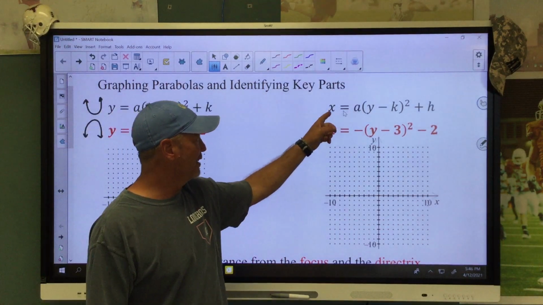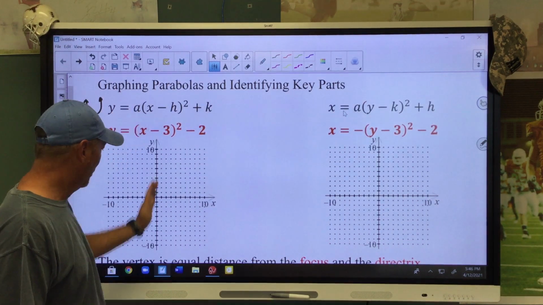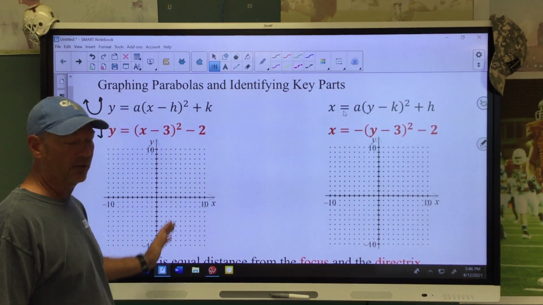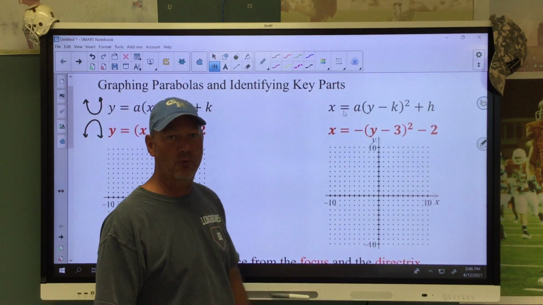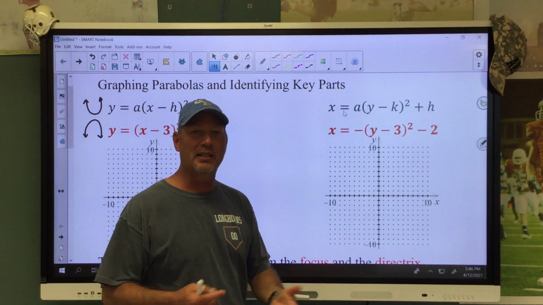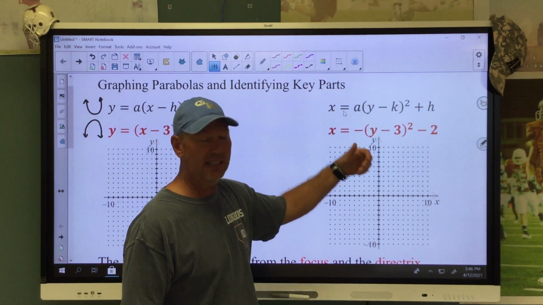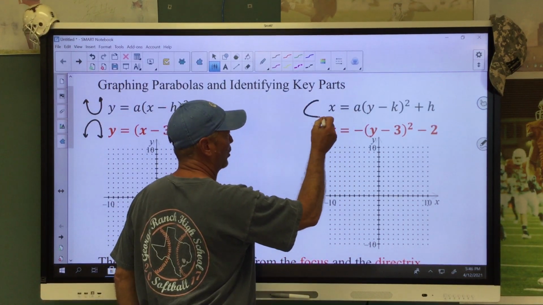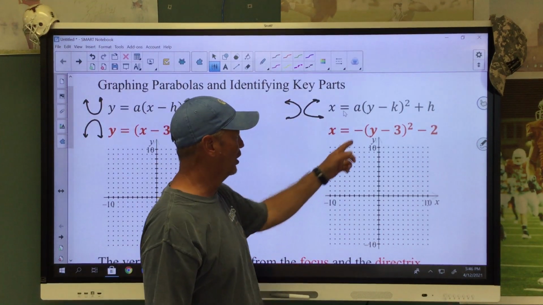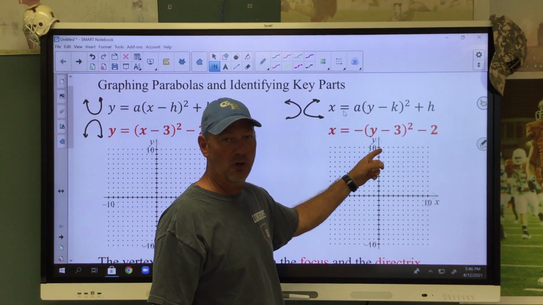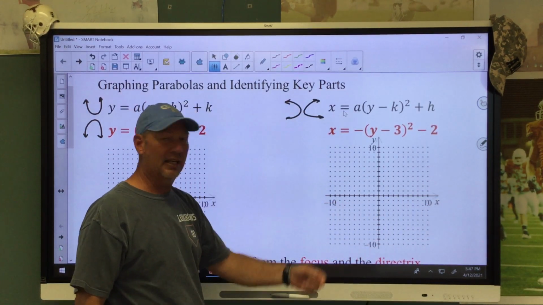Now over here, this is x equals. Notice what starts it. Y equals, the y-axis opens up and down. X equals, the x-axis opens left and right, is horizontal. That's how you're going to tell which way your graph is going to open. Now, since this is x equals, it opens to the right or left. But in this case, you're going to look at your A value, and it's going to tell you if it's going to open to the positive numbers or to the negative numbers. And we'll talk about that in just a second.